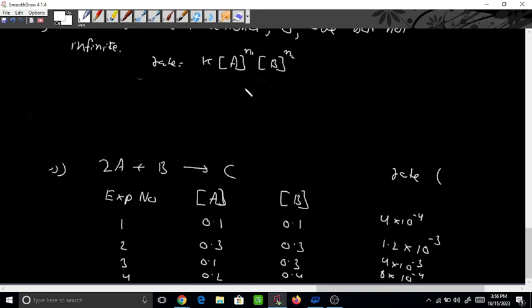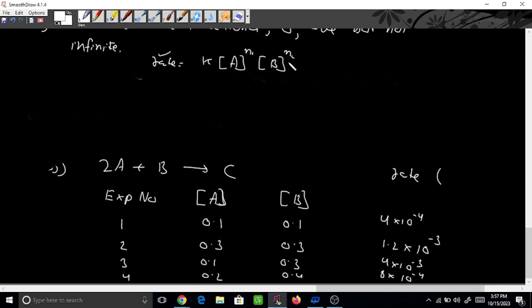It is not necessarily A to the power 2 and B to the power 1, because this is an experimental quantity. So what we need to do: the rate is given to us, the concentration of A they have given, the concentration of B they have given. Then we have to compare two rates, rate 1 by rate 2, and calculate the values of n1 and n2. Understood what we have to do?